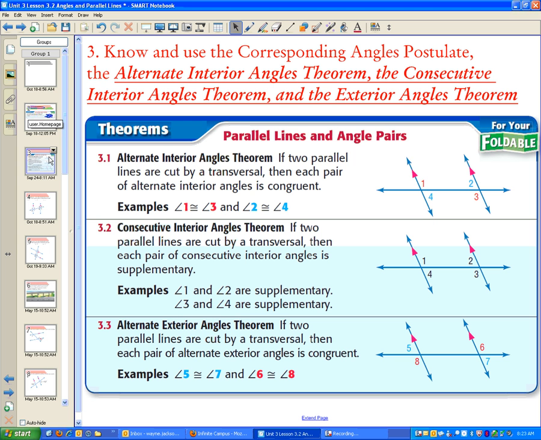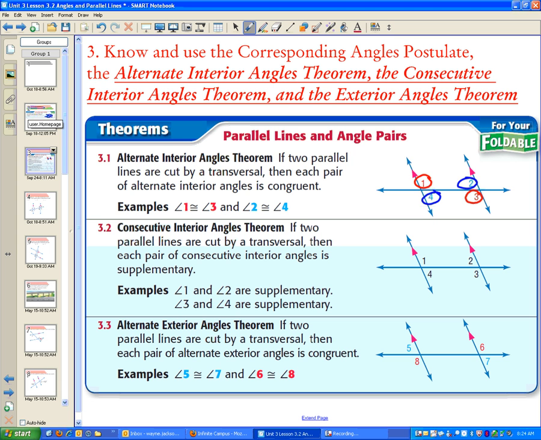The alternate interior angles theorem. If two parallel lines are cut by a transversal, then each pair of alternate interior angles is congruent. We have parallel lines, transversal. So there's one pair of alternate interior angles. So angle 1 is congruent to angle 3. There's your second pair of alternate interior angles. So angle 4 is congruent to angle 2.